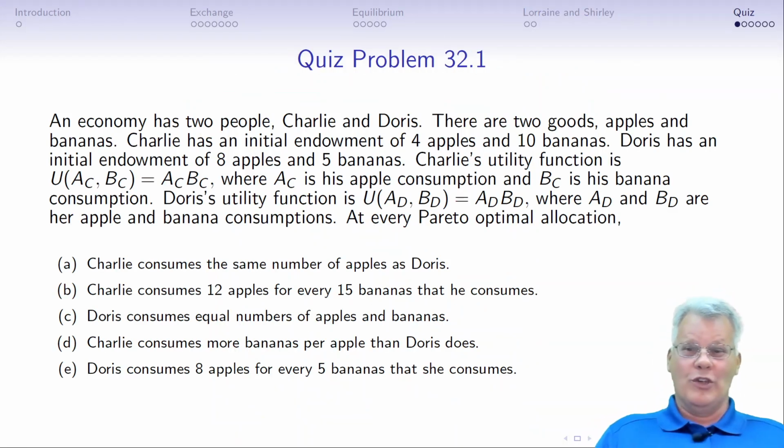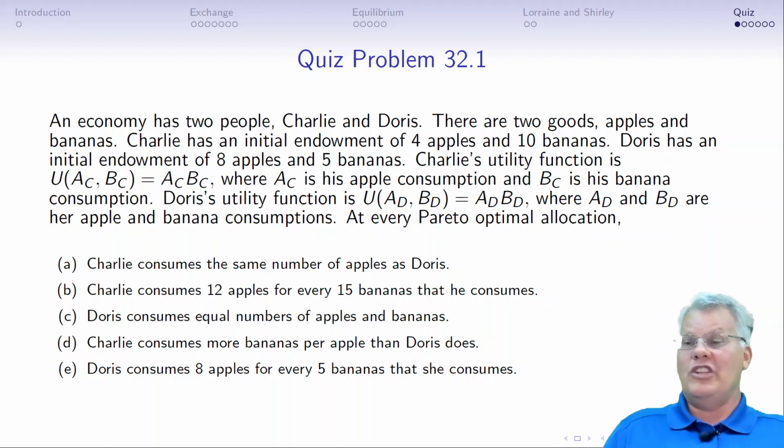Okay, so the practice quiz problems. So problem 1, suppose an economy has 2 people, Charlie and Doris, and we have 2 goods, apples and bananas. Charlie has an initial endowment of 4 apples and 10 bananas. Doris has an initial endowment of 8 apples and 5 bananas. They are both Cobb-Douglas. What can we say about every Pareto optimal allocation? Well, Pareto optimal allocations occur when the slope of Charlie's indifference curve is equal to the slope of Doris's indifference curve. So we just need to generate the math that causes those 2 slopes to be equal.